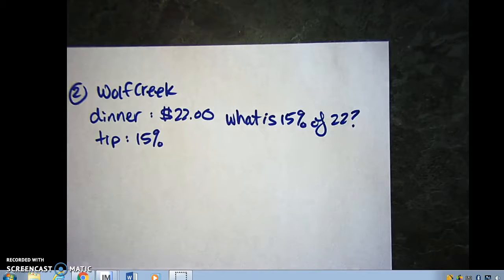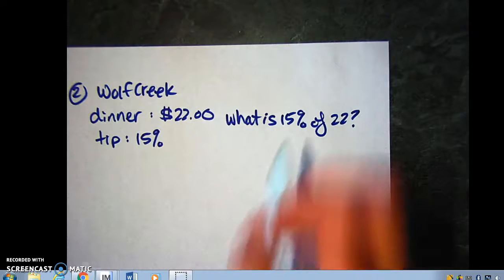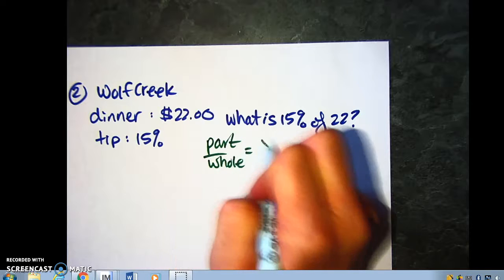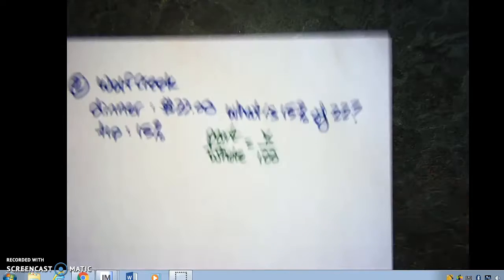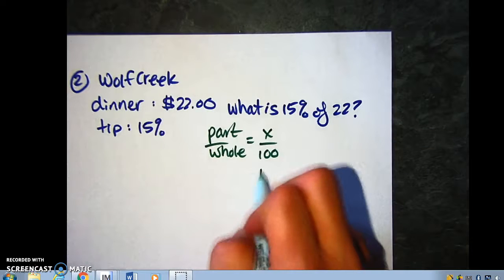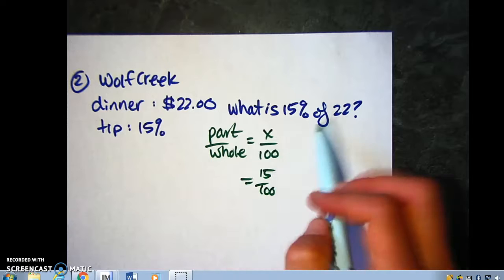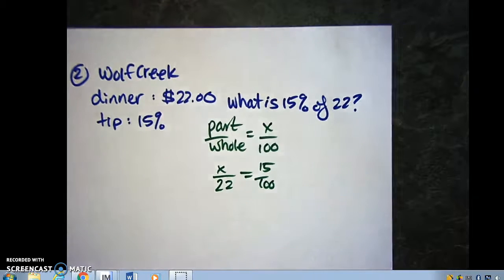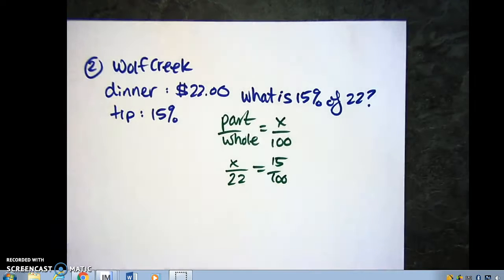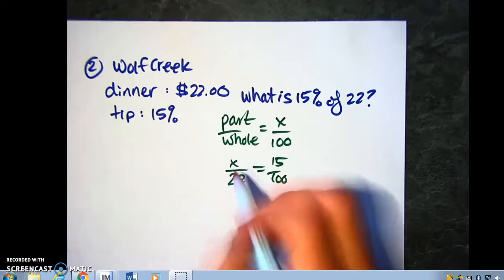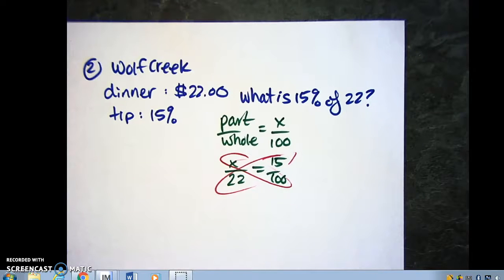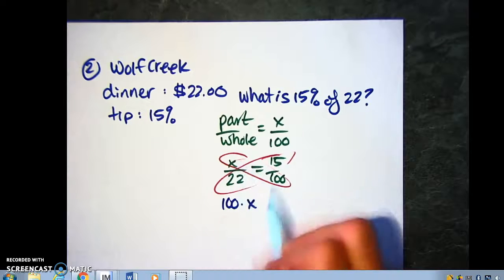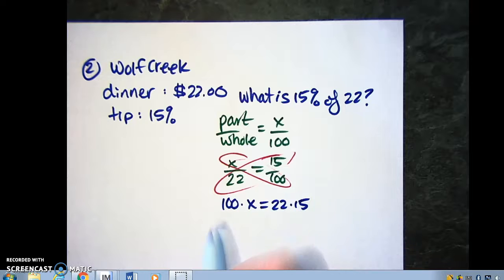So let's practice what we've done before the other way, the proportion way. As a reminder, it's part over whole equals the percent, which is x over 100. So I'm going to fill in all the numbers. Percent is the number over 100. And this is of the whole 22, so that's my denominator, and I'm trying to find the part, my numerator. We solve these by cross products. So make your butterfly. It's really good to practice this algebra and make sure we can do all of these steps. 100 times x equals 22 times 15.